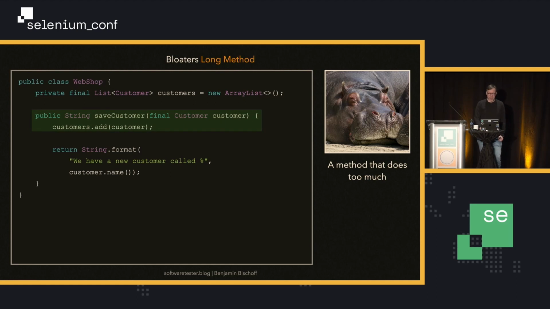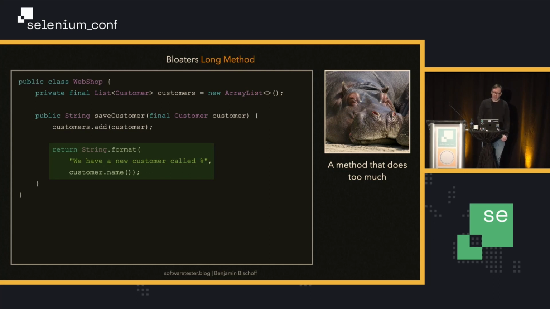So we have a web shop class here, and this class has a method called saveCustomer that you pass a customer to. The implementation details are not that interesting. And you see in the first line of this method, it says customers add customer, so this is where the customer is actually saved. But then you will notice down here that it returns a string saying, we have a new customer called, and the customer name. This is out of scope, because if you look at the name of the method, saveCustomer, you would not expect that it returns a string. And if you don't really document what you're doing here, that can be really, really confusing.